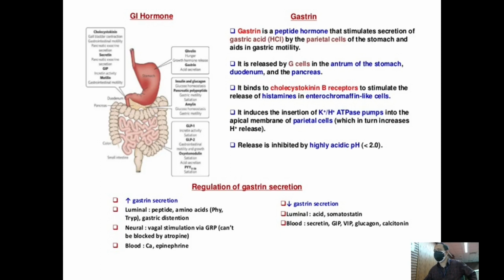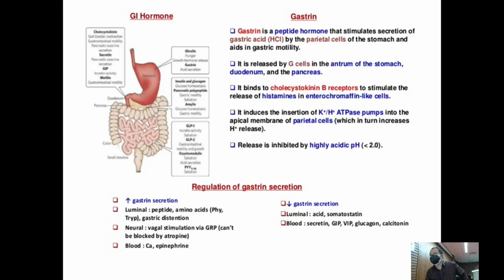Anyway, this hormone is released by G cells, and G cells are present in what we call the pyloric antrum of the stomach. They're also found in the duodenum and the pancreas. G cells secrete gastrin, of course, and gastrin has a receptor that we call the cholecystokinin B receptor. The gastrin secreted from the G cell binds to this to stimulate the release of histamine, and histamine is secreted by the enterochromaffin-like cells.